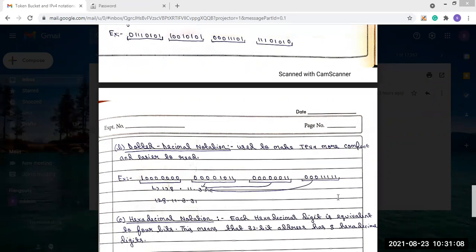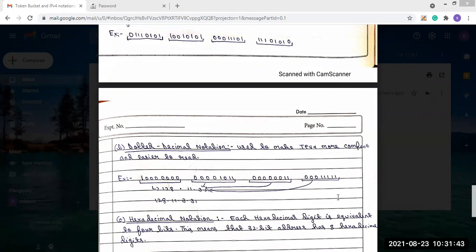Each hexadecimal digit is equivalent to 4 bits. That means a 32-bit address has 8 hexadecimal digits, because each hexadecimal digit is equivalent to 4 bits. So 4 bits means what? Our 32-bit address means there will be 8 hexadecimal digits. These are the three notations.